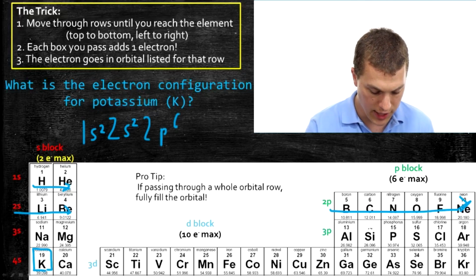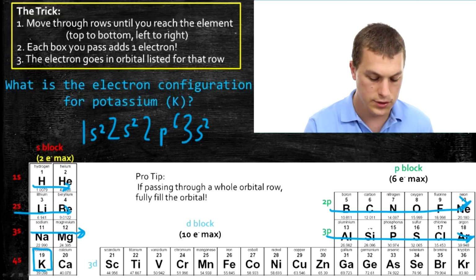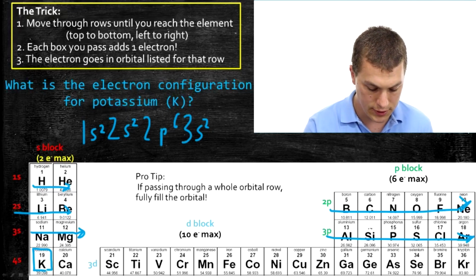And then we go through the 3s. We get all the way through it, and that means there's 2 electrons there. We've gone across 2 boxes. Then we go to the 3p. We go all the way through it. So the 3p also has 6 electrons in it.